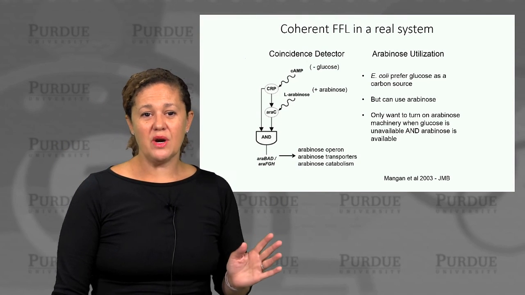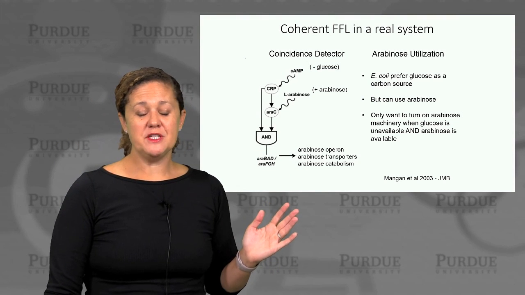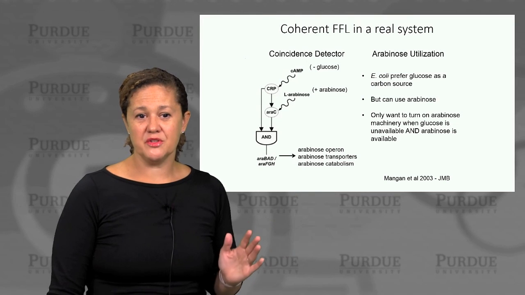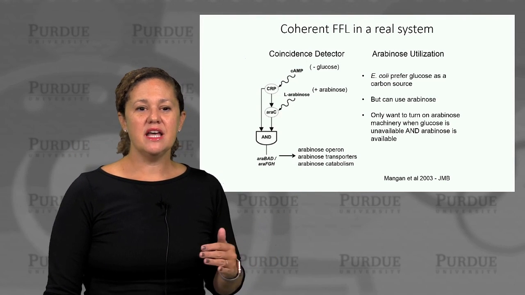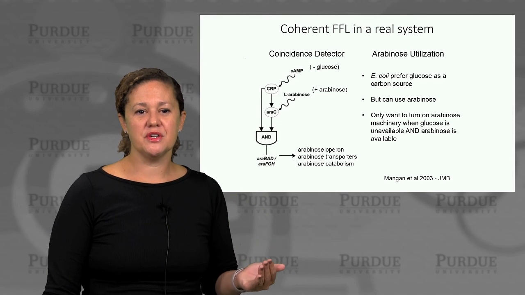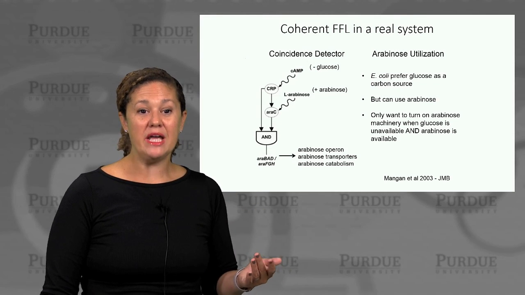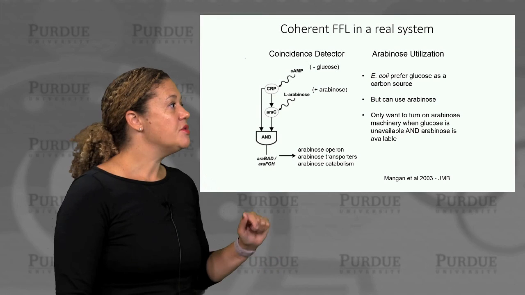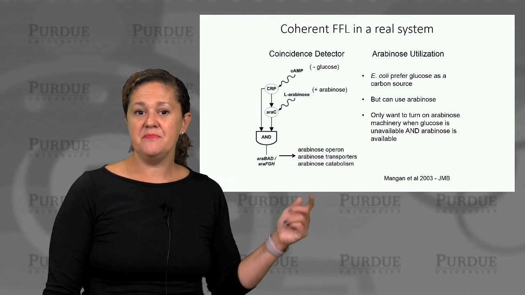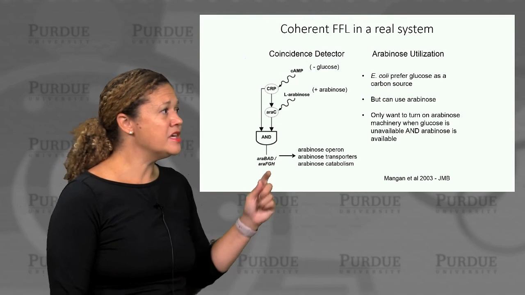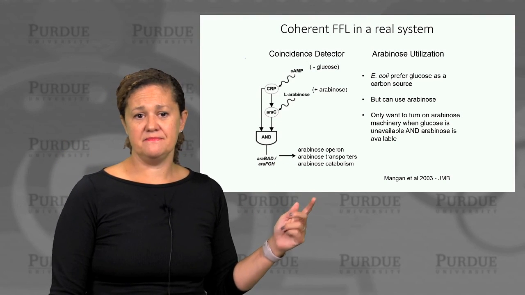So this is all great, but we've just been really talking about a theoretical circuit. And none of this is of really any value at all unless we see real circuits that behave the way we expect them to. So let's go back to our real natural system that we mentioned, the arabinose utilization system, right?